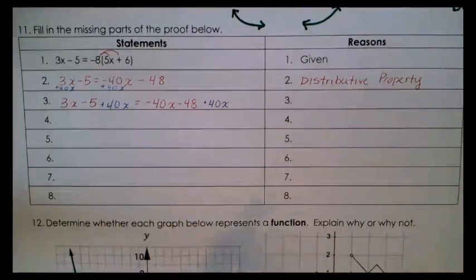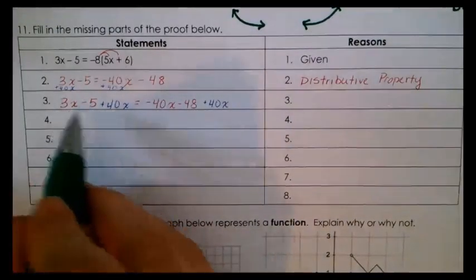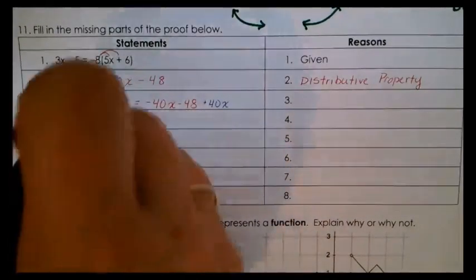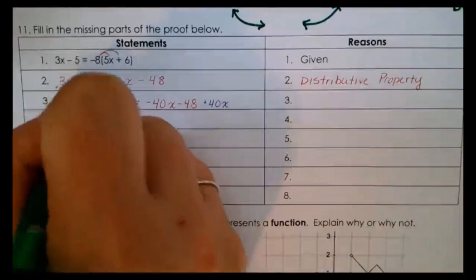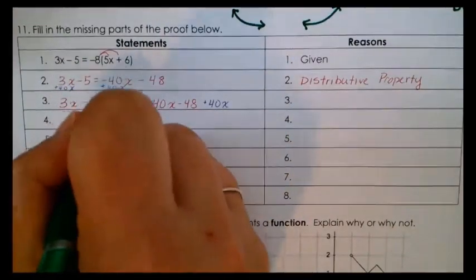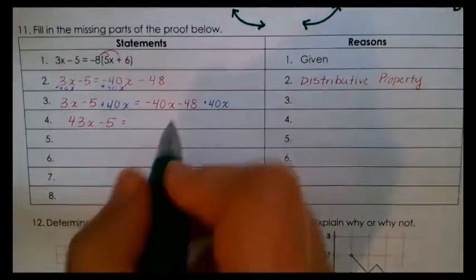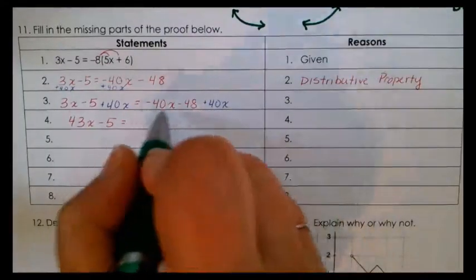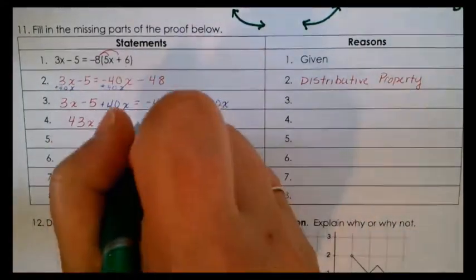Now, we're going to simplify this. So we're going to actually do the algebra piece here. So we're going to do 3x plus 40x, which gives us 43x minus 5 equals, and on the right, these would have canceled. So all I'm left with on the right is negative 48.